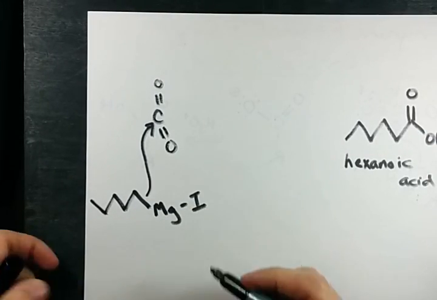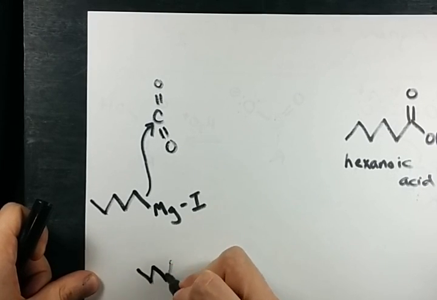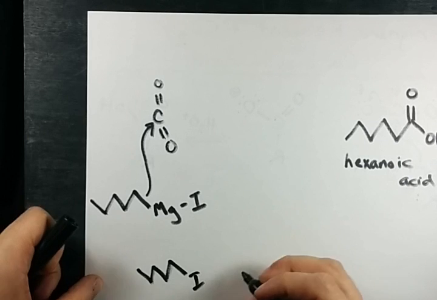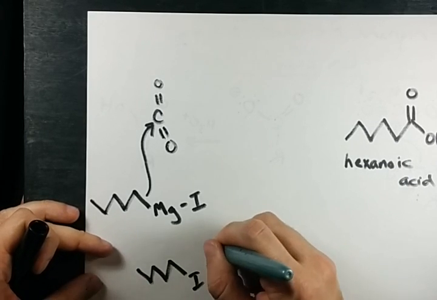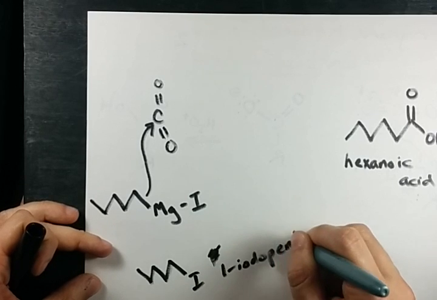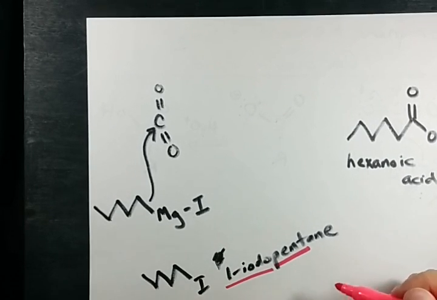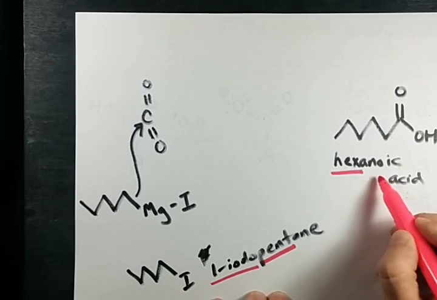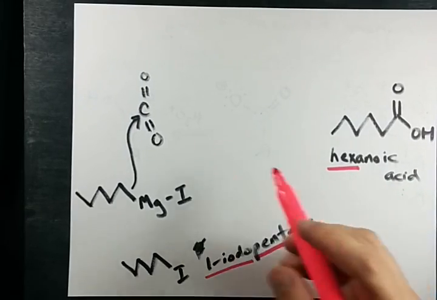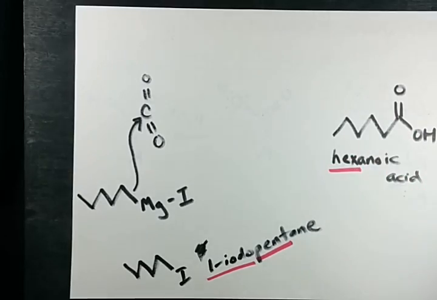The way we create this Grignard reagent is to start with the same length of carbon chain, halide, and the name of that would be 1-iodopentane. This is the thing I was trying to emphasize. The halopentane becomes hexanoic acid because the carbon from the carbon dioxide is the 6th in the chain.